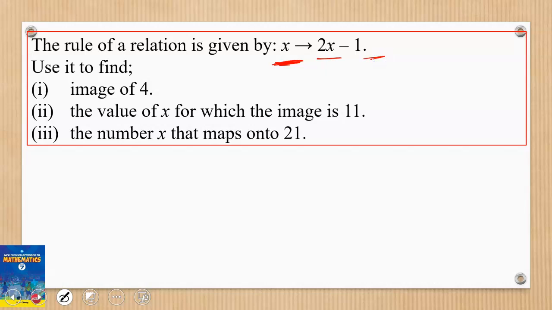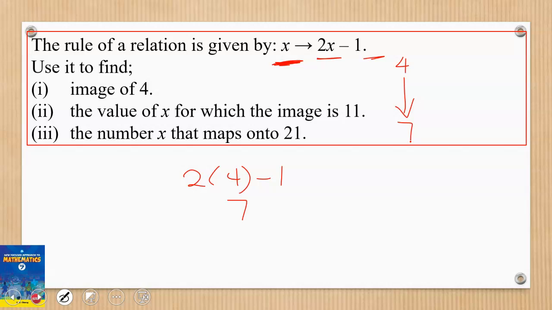So the first one, if I have the image of 4, then I'm going to get 2 times 4 minus 1, and that will give us 8 minus 1, which is 7. So here the answer is 7, the image of 4. So it means that if there's a mapping and I have 4 here, its image will be 7.